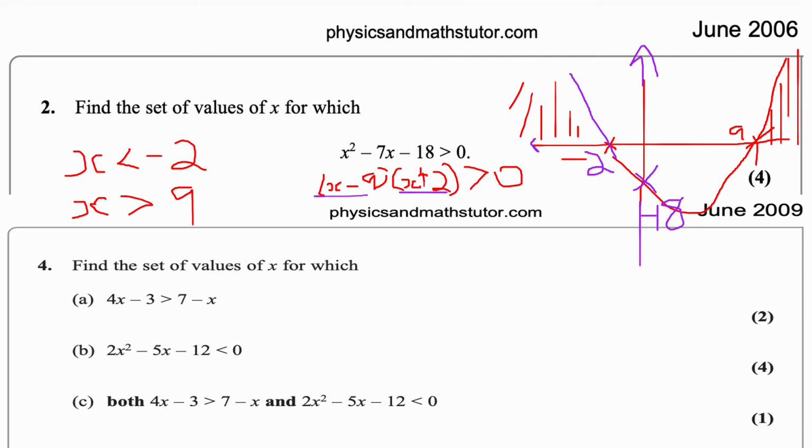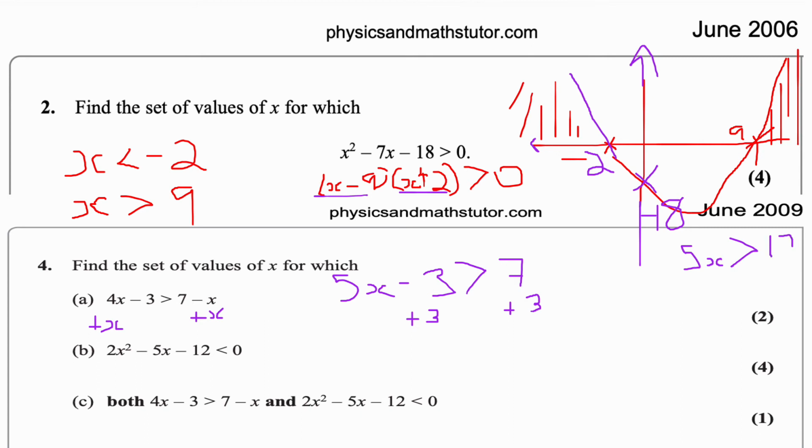Question number 4, guys, part A, find the set of values of x for which this inequality is solved. So I'm going to add x to both sides of my inequality to balance it. 4x plus x is going to be 5x. So 5x, take away 3 is strictly greater than 7. I'm now going to add 3 to both sides of my inequality to balance it, plus 3, plus 3. I'm going to get 5x is strictly greater than 10.